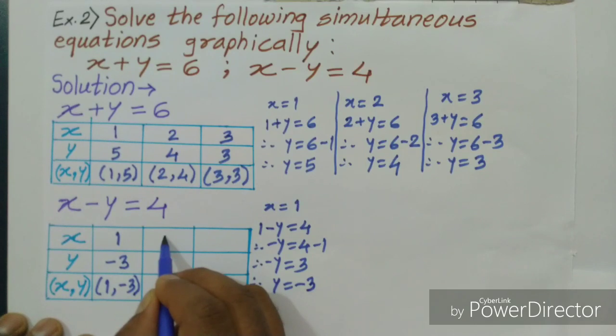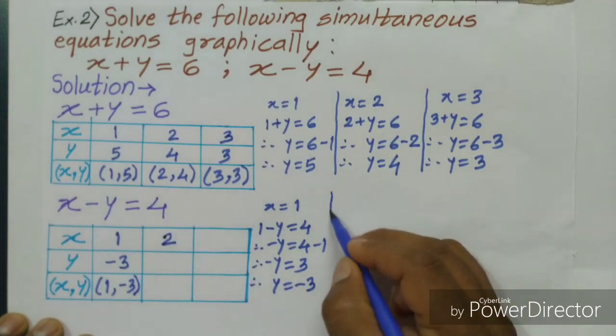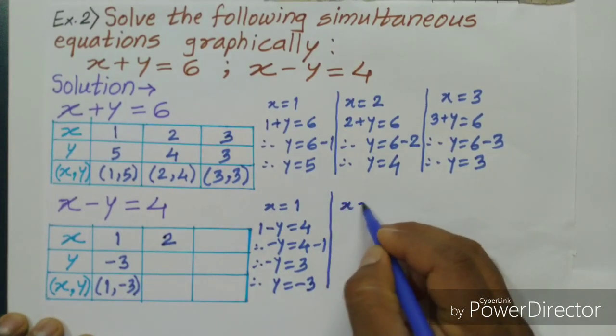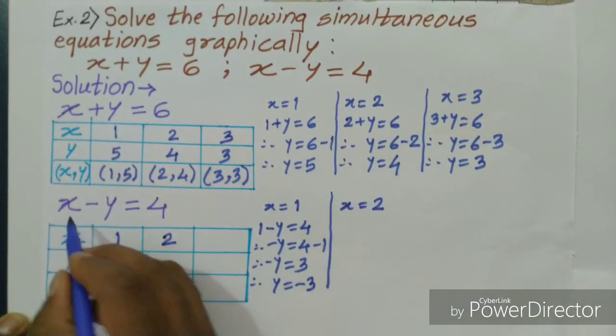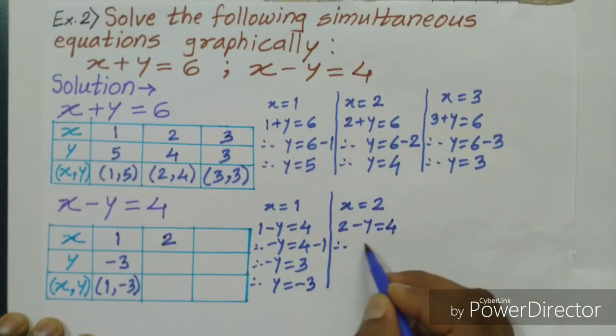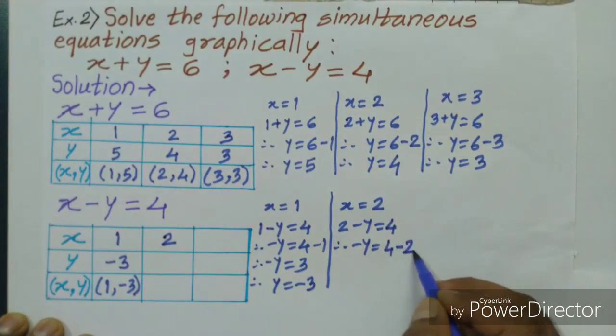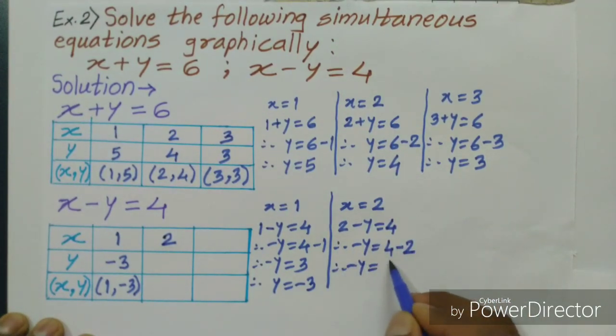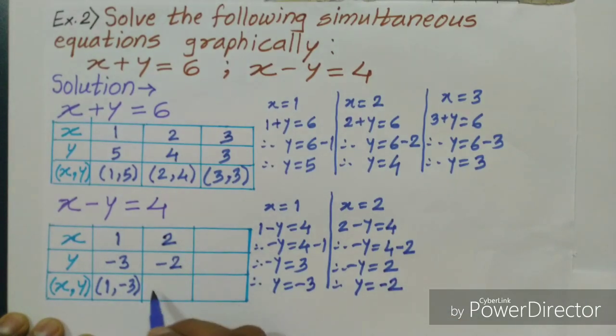The second value we consider 2. x is equal to 2. That value we substitute in the given equation. 2 minus y is equal to 4. Therefore minus y is equal to 4 minus 2. Therefore minus y is equal to 2. Changing sign, y is equal to minus 2. Minus 2 and the point is (2, minus 2).